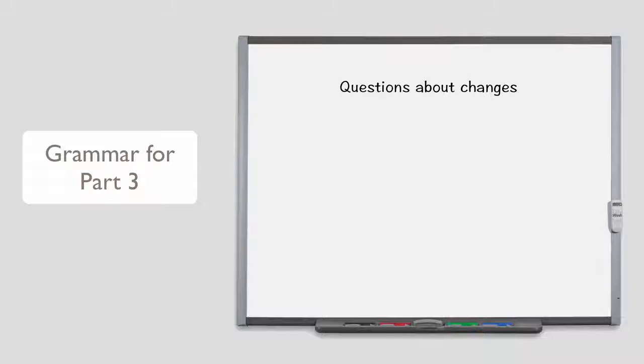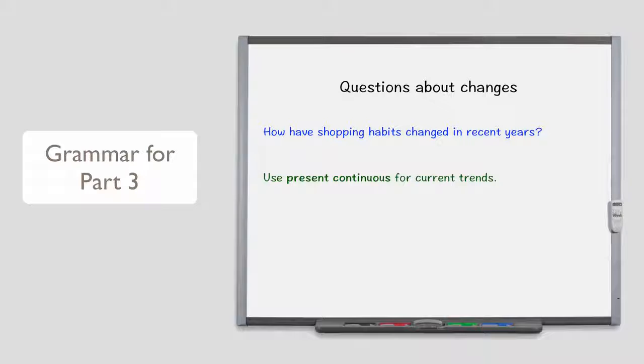The examiner may ask, how have shopping habits changed in recent years? If you get such a question, you need to think carefully about the tenses that you are going to use in your answer. If you want to talk about a current trend, use the present continuous. Well, I think people are shopping much more now than in the past.